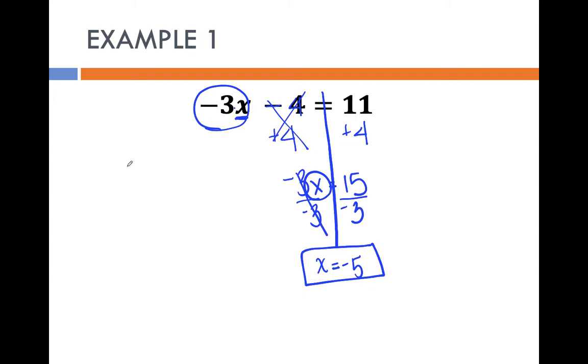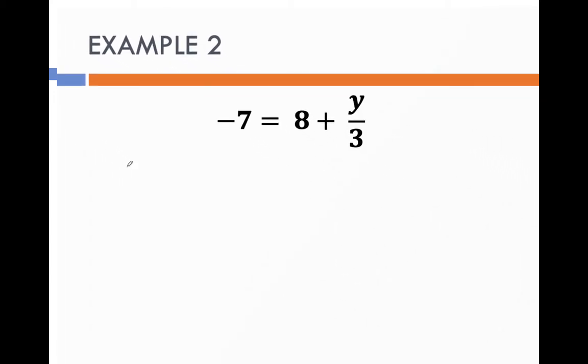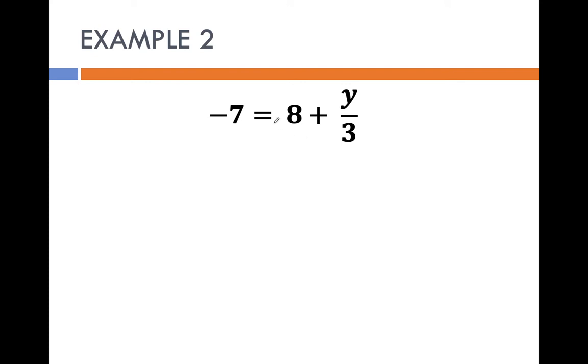Let's try another example. Make sure you're writing these down in your notes. Okay, in this example, our y, our variable, is on the right-hand side. Negative 7 equals 8 plus y divided by 3. We're trying to figure out what the y equals so that when I divide it by 3 and add 8, we get negative 7. So first thing we want to do is we want to cancel out this 8.